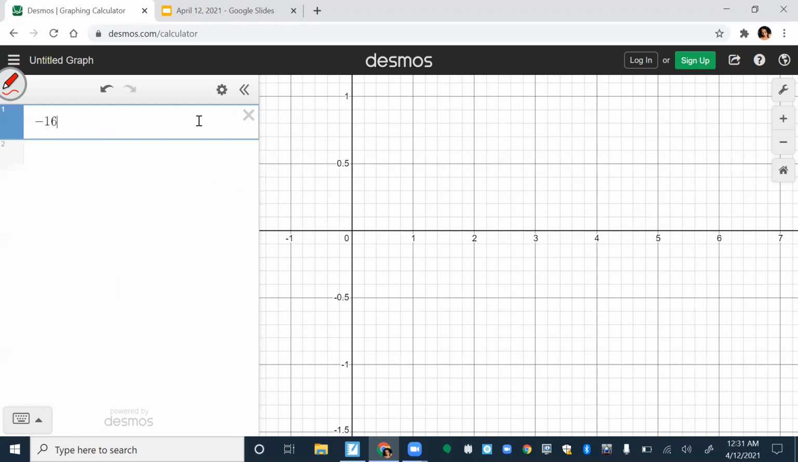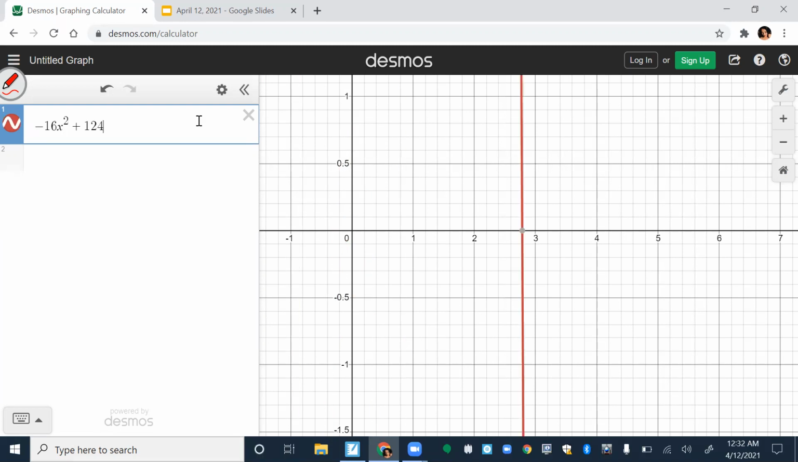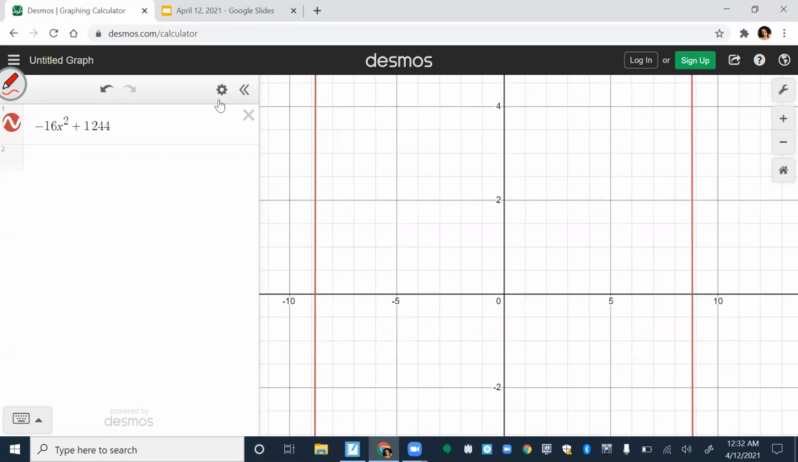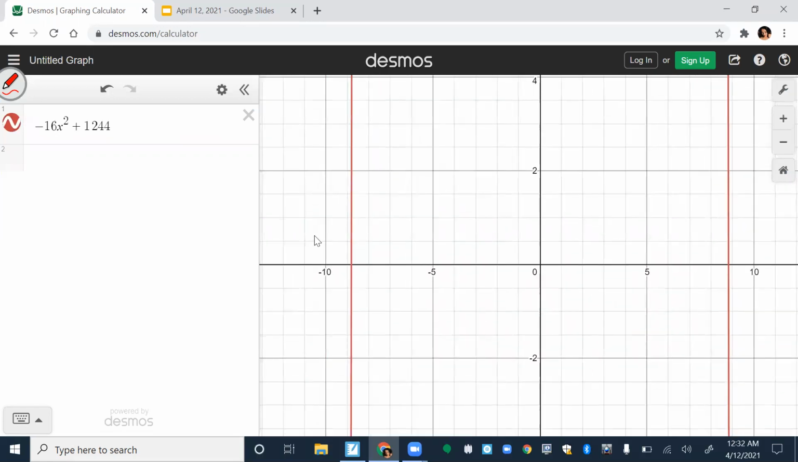So negative 16x squared plus 1,244. All right, so notice we're looking for when it crosses the x-axis. So it crosses the x-axis here and here. Now, which one is the correct response and which one is not?